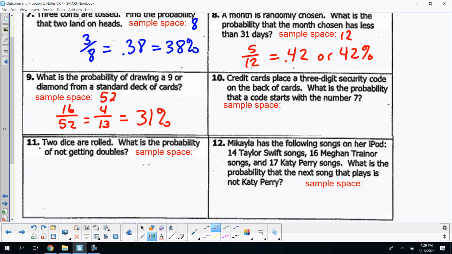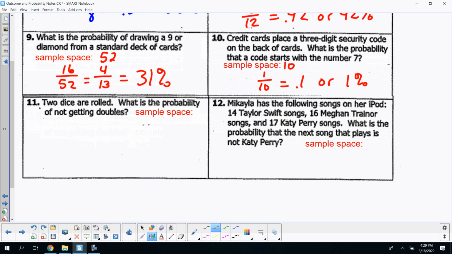Number 10, we have a credit card company that places a 3-digit security code on the back of their cards. What is the probability that that code starts with the number 7? Okay, we have a 10 as our sample space because our digits could be 0, 1, 2, 3, 4, 5, 6, 7, or 10 possible digits. 7 is only one of those possible digits, so we are going to do 1 out of 10, which is a 0.1, or we can say a 10% chance.